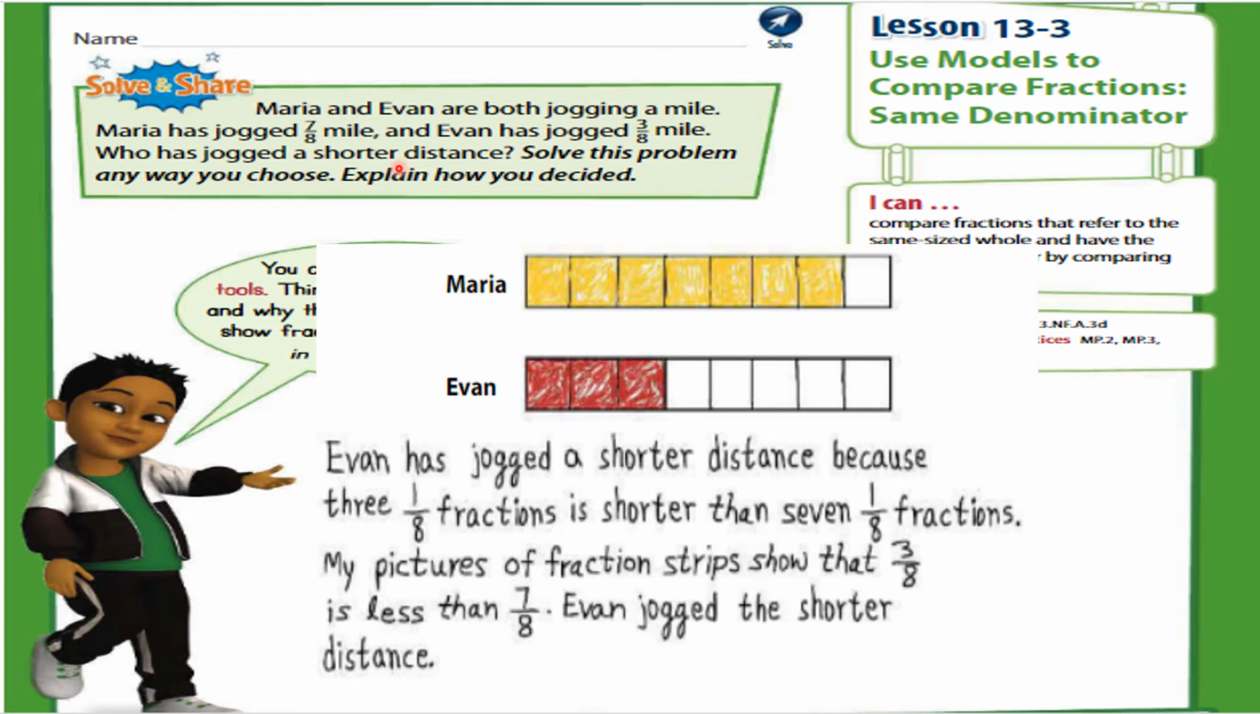Now this is the way I have done this problem. I divided it into 8 parts and then I shaded the parts both of them jogged, and this is my explanation that Evan has jogged shorter distance because 3/8 is shorter than 7/8. Okay.